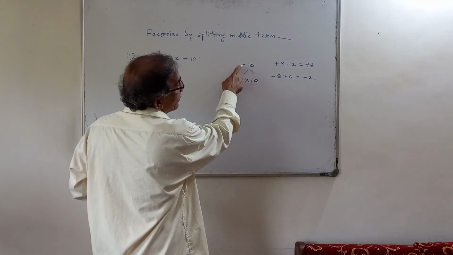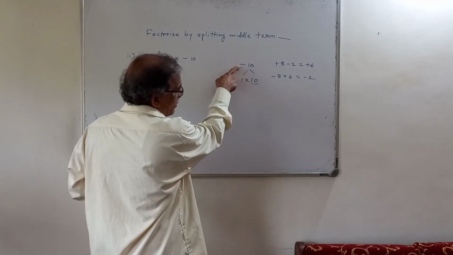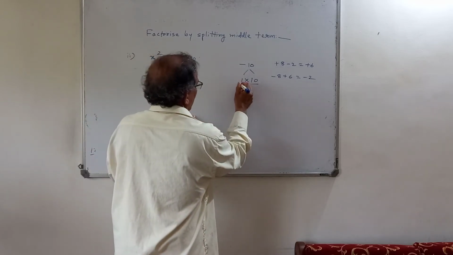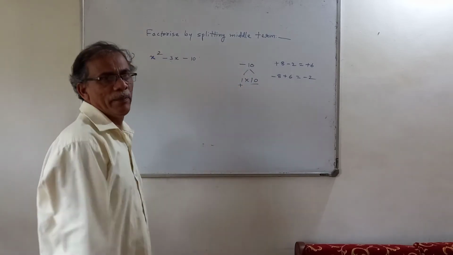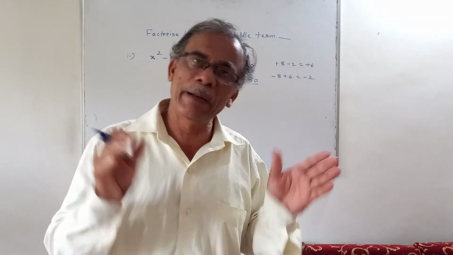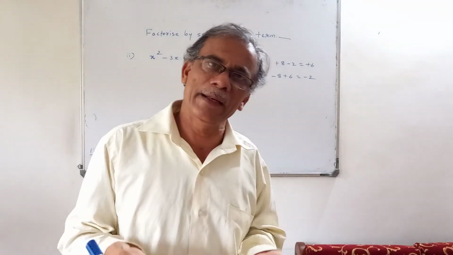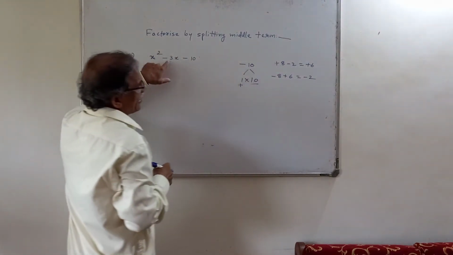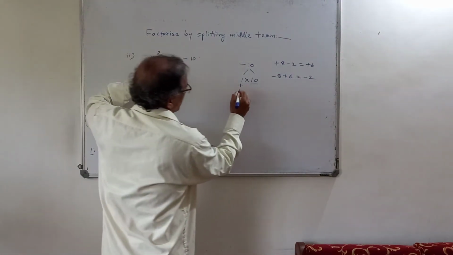The product should be how much? What is the sign? Minus. So negative into which sign gives you minus? Negative into plus. So the smaller number will be positive. Now in every pair, the greater number will be minus and the smaller number will be plus. 1 minus 10, the difference is minus 9, not minus 3. So go for the second pair.